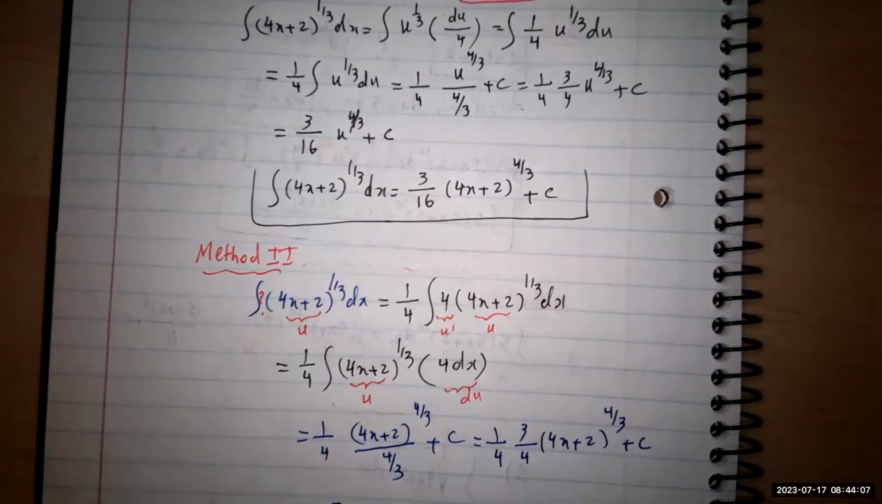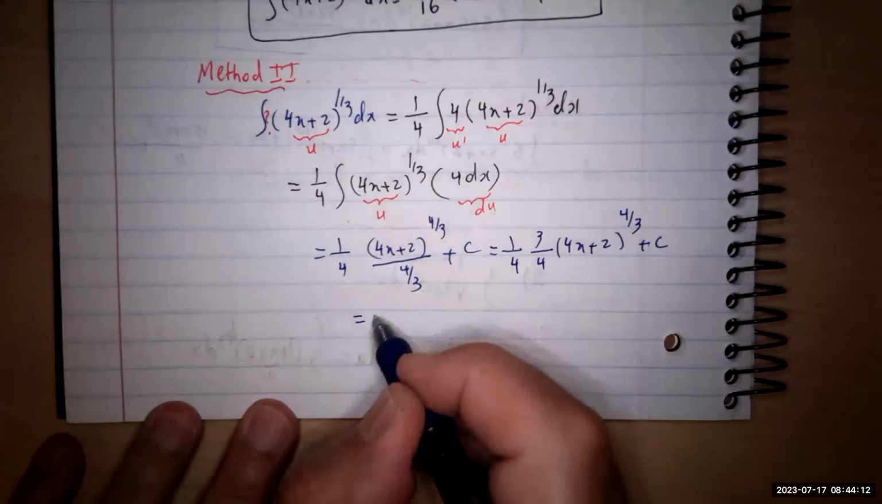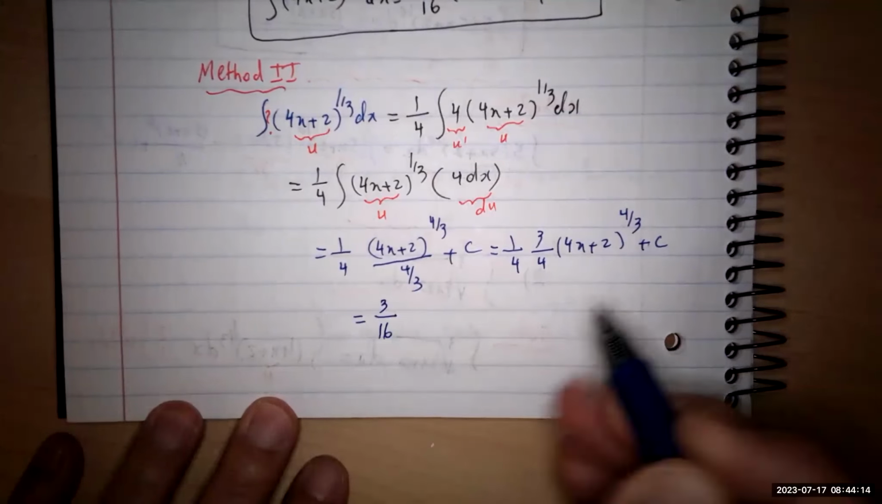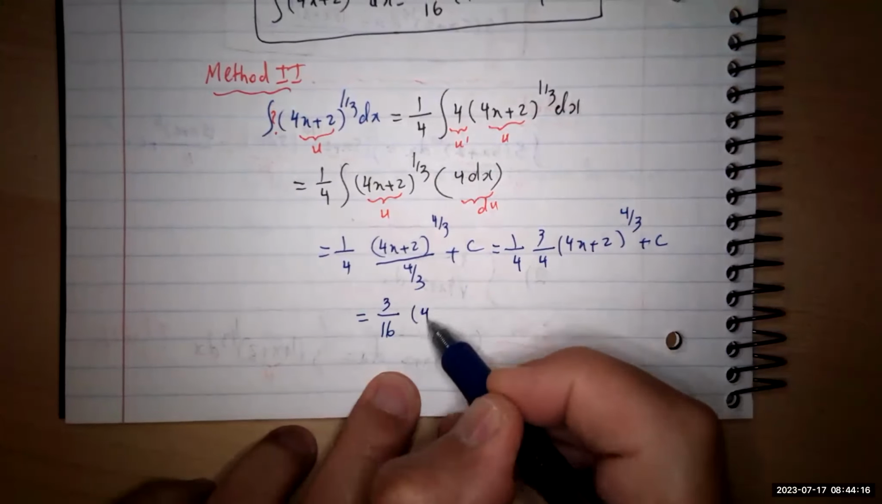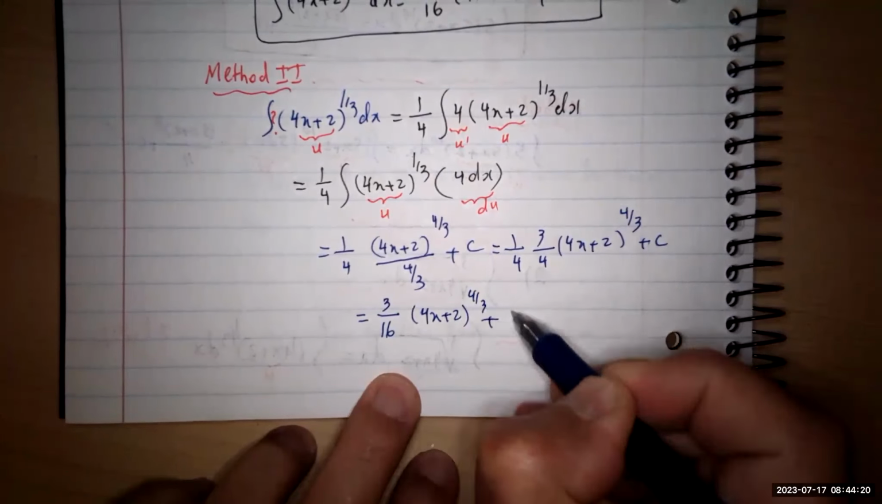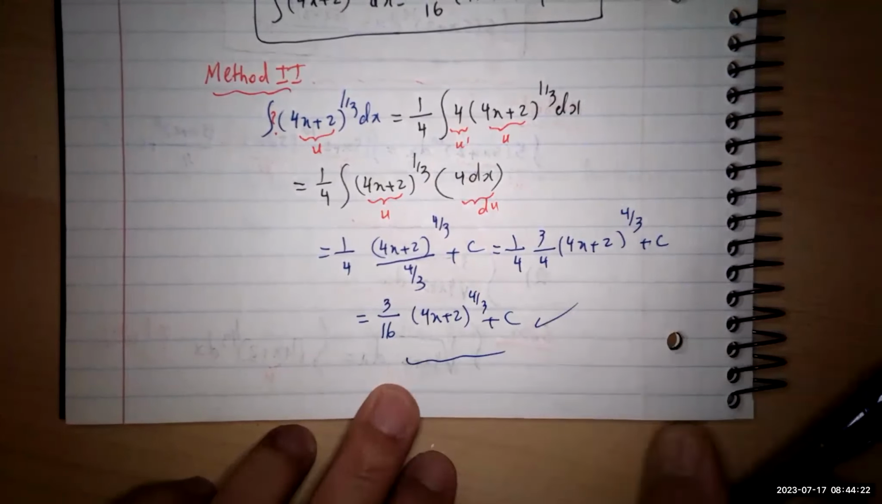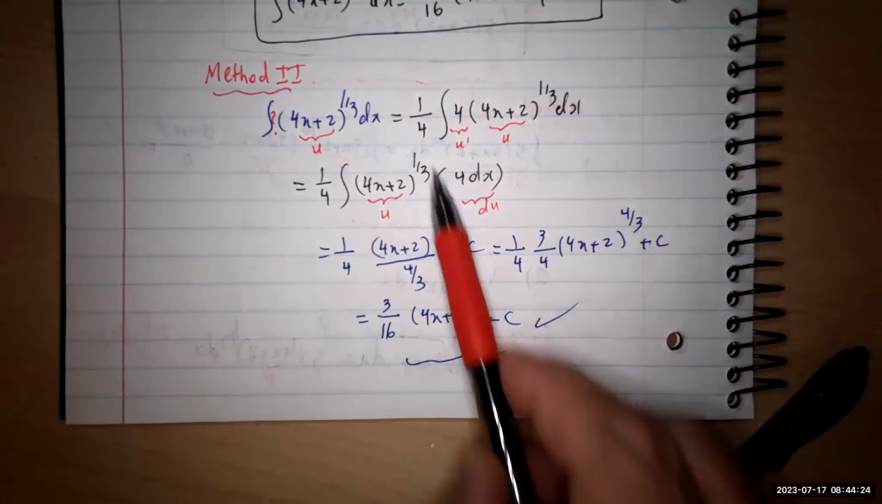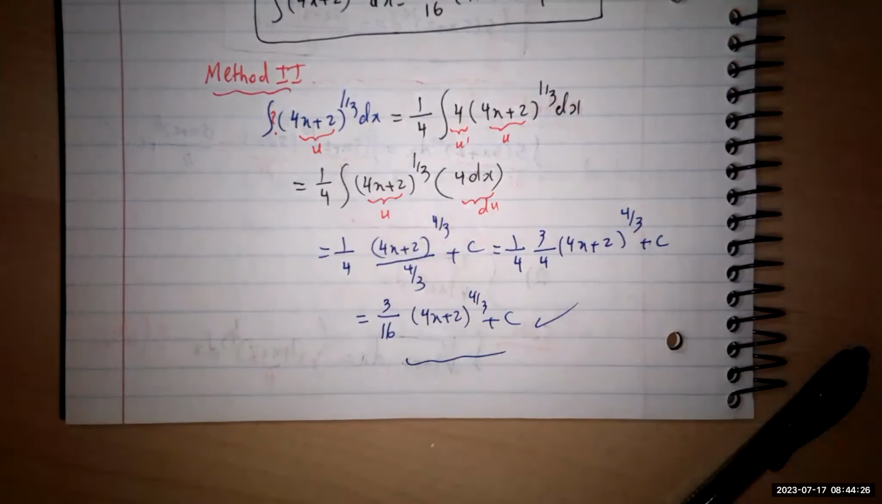So this would be 3 over 16. As you know, same solution. 3 over 16, 4x plus 2 to the 4/3 plus the constant c, and then you're done. You see, the only trick is this one. It's quite popular, even if you don't want to use it now. If you want to take calculus, make sure you're aware of this type of technique that we do.